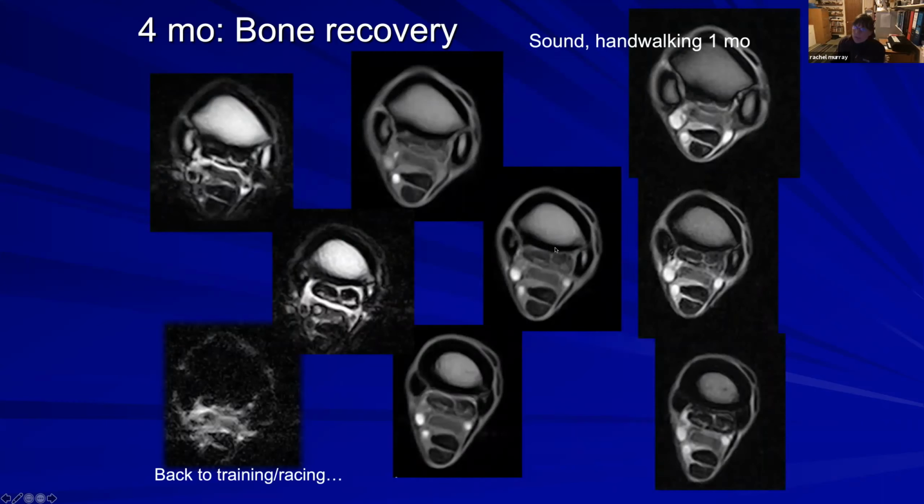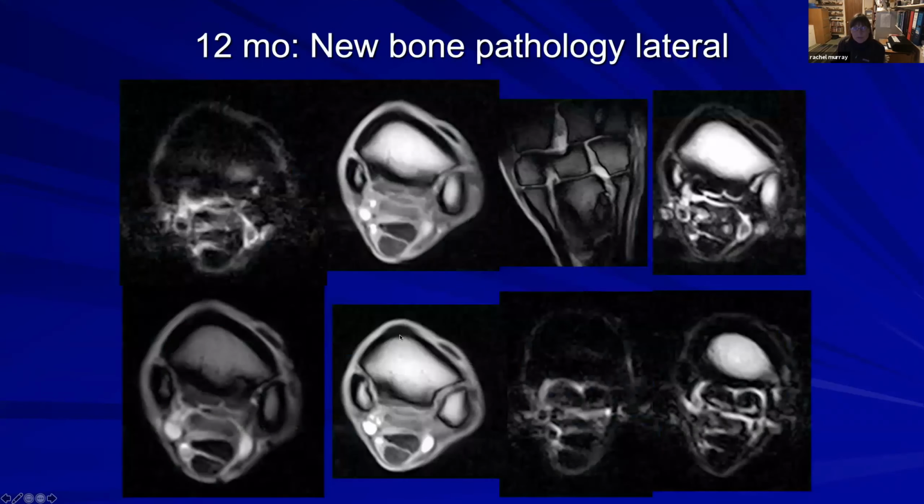This actually looks quite nice and smooth. It's still thickened, but it's quite nice and smooth. We've lost the fluid signal. It's sound with hand walking, so the horse goes back into training and racing. So this was palmaro-medial. At 12 months, there's new bone pathology, but this time it's on the lateral aspect. So probably we've changed the biomechanics of the horse somewhere or other.